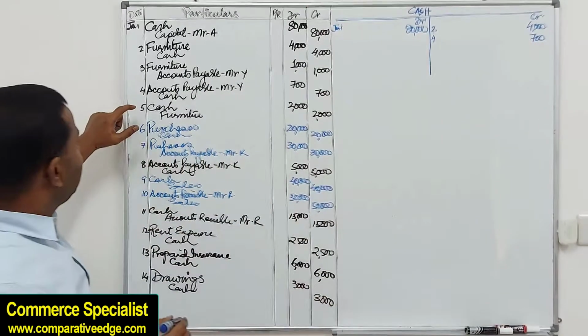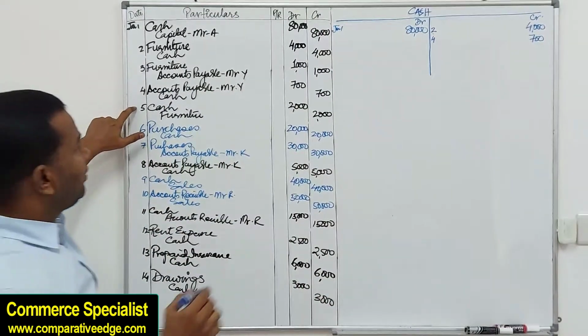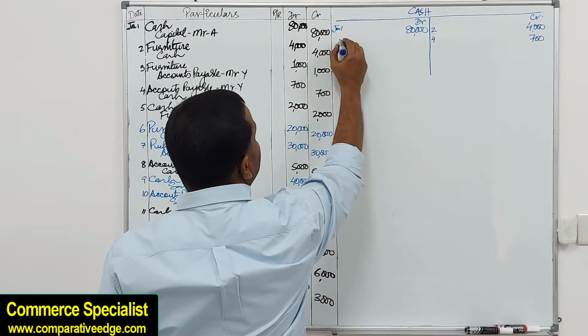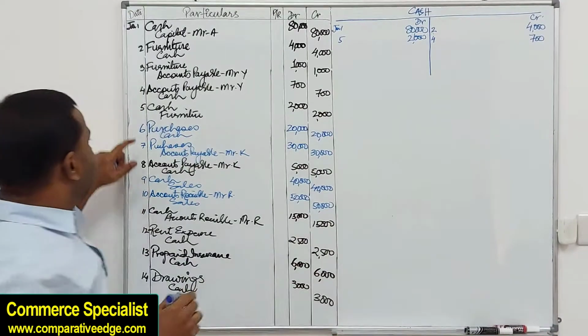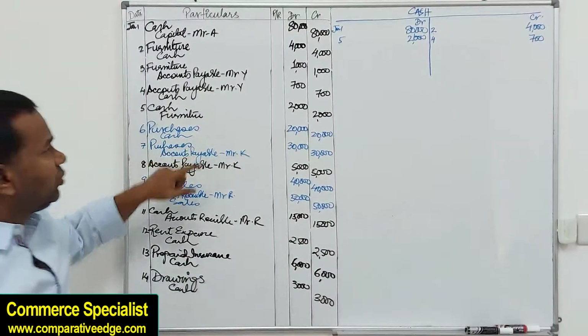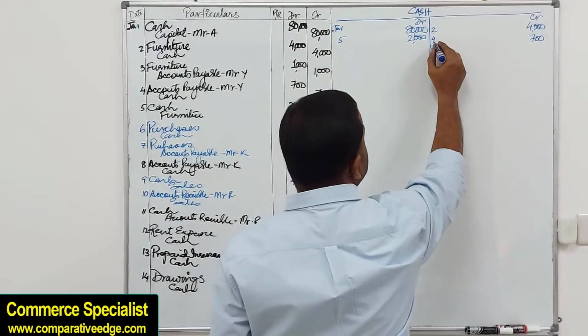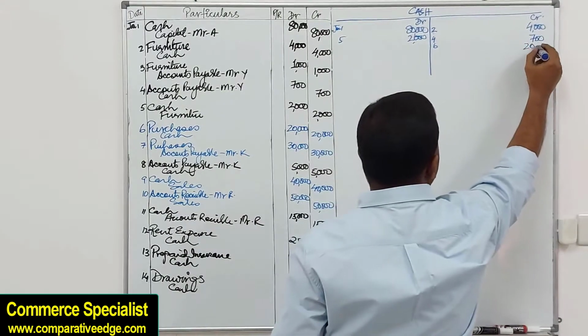All right. Entry number 5, cash is debited with 2,000. So I can write entry number 5 here. Cash is debited with 2,000. Entry number 6, cash is credited with 20,000.